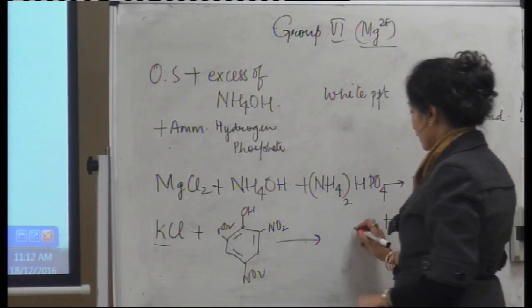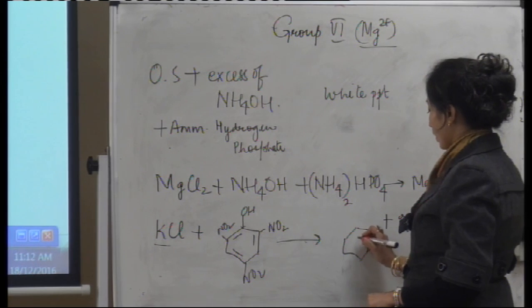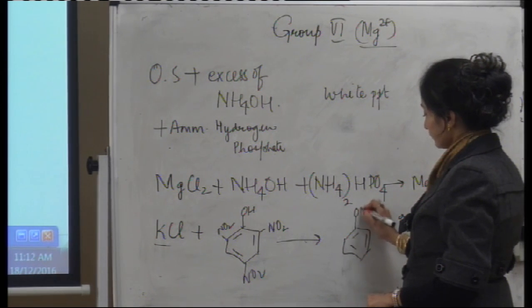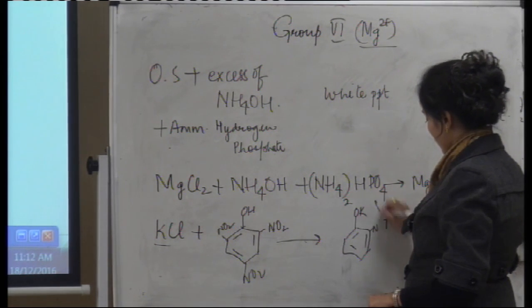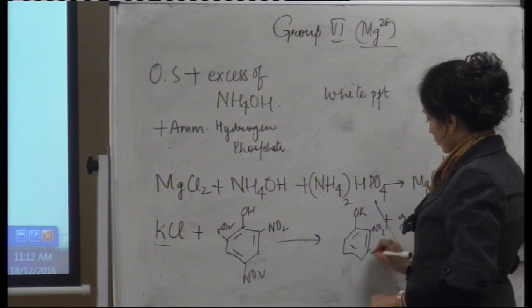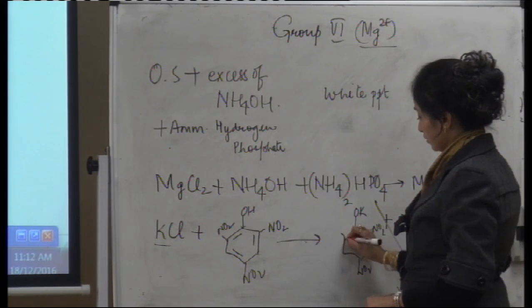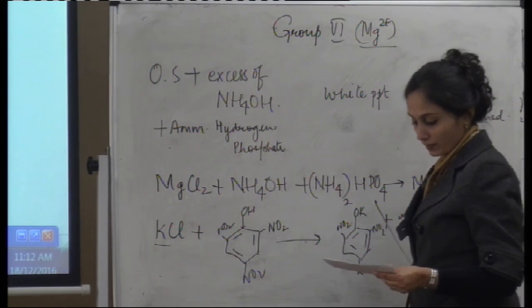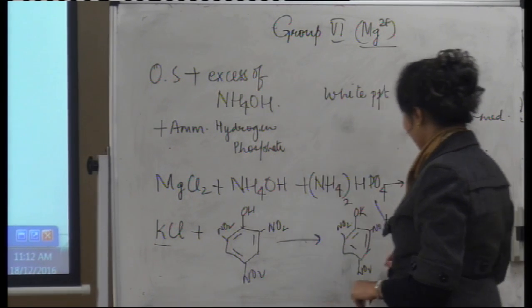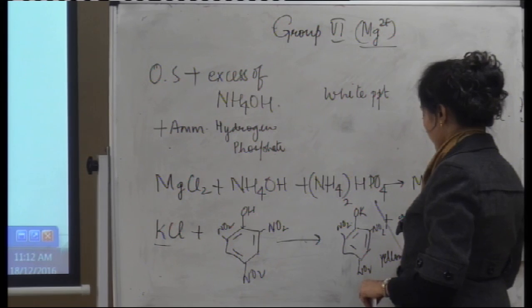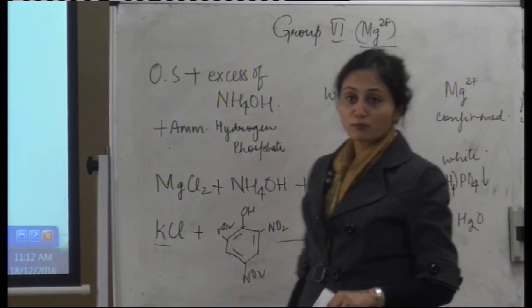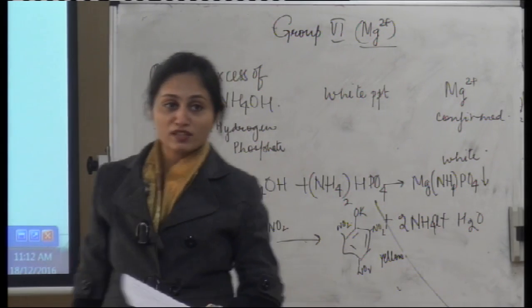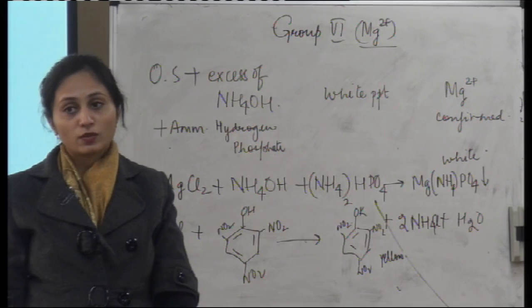So here it will be OK on top, and the rest of it remains as it is: NO2, NO2, NO2. And this will be yellow in color. See, colors you will have to remember at least. There are not so many compounds that you can't remember, so you can remember.